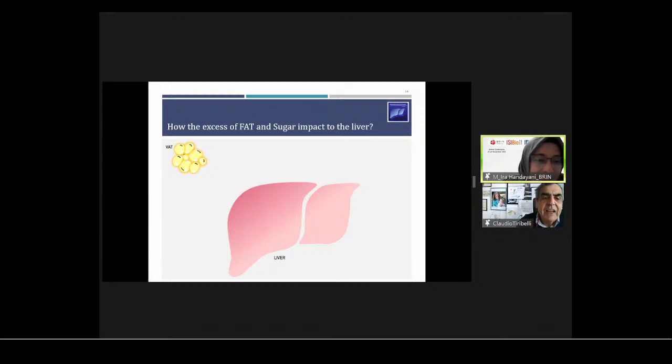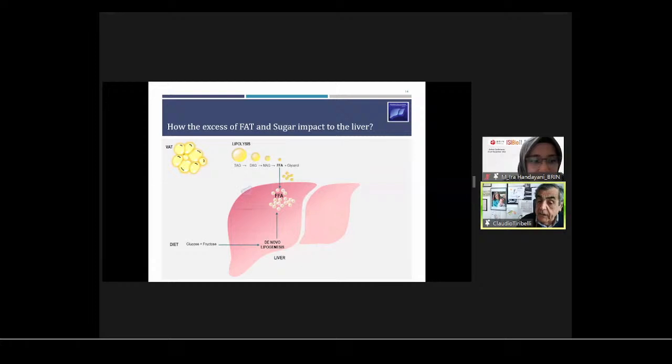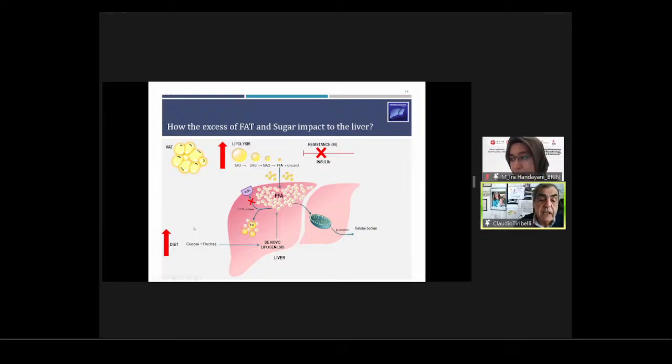Don't worry. So how the excess of fat and sugar impact the liver? This is a cartoon. It's a very complicated cartoon. I've had no time, unfortunately, to go through. But the key issue is that insulin resistance and increased intake from the diet bring together the possibility to accumulate fat in our liver. And this is what we have to deal with.